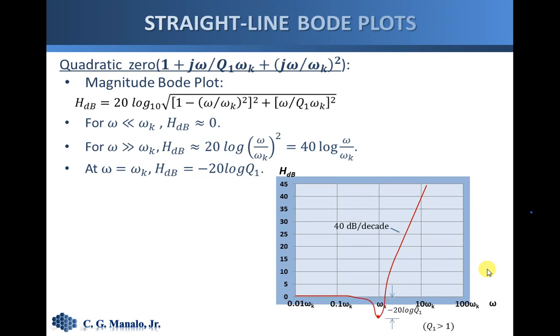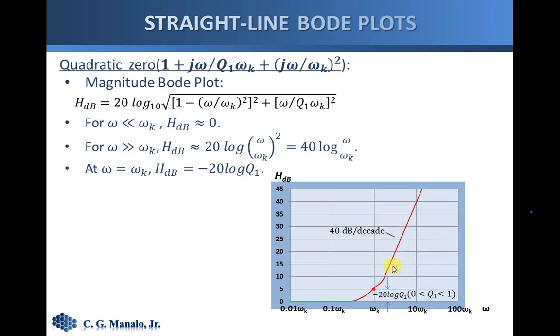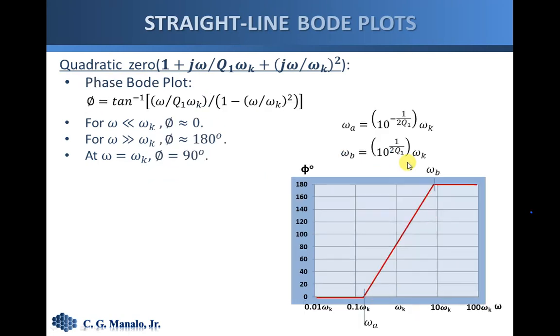Now for Q that is greater than 1, this will be the plot. Now take note that this line here makes 40 dB per decade because of the presence of the 40 log omega over omega k. Now we could do the same for the angle, and that will look like this.